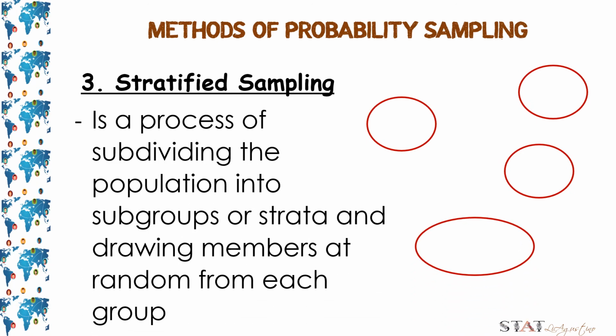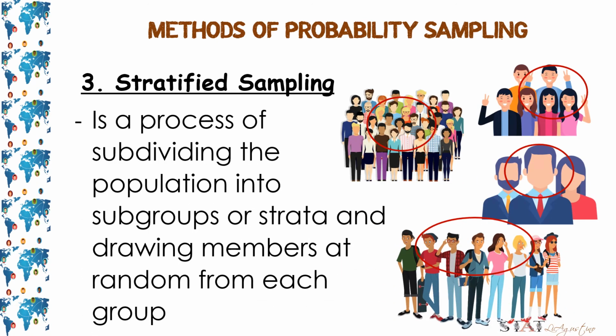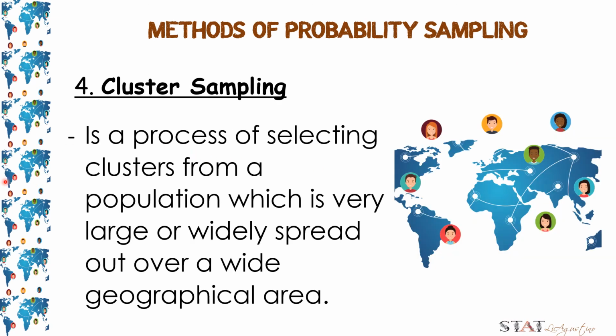Next is stratified sampling. From the word itself, strata, stratum, or grouping. So, for example, I will select the first year, second year, third year, fourth year. And so I will group them by year level, and then I will get 10 from first year, 10 from second year, 10 from third year, and 10 from fourth year. So that is stratified sampling.